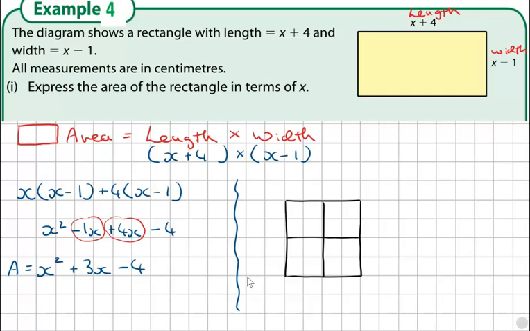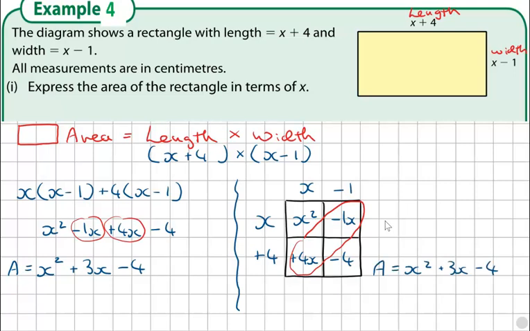Or you can use the box method or the array method. So it's going to be x plus 4 times x minus 1. So x times x is x squared. X times 4 is 4x. X times minus 1 is minus 1x. And 4 by minus 1 is minus 4. So we're still going to simplify, putting the 4x and the minus 1x together, and we get x squared plus 3x minus 4. So we get the same answer on both sides. So it doesn't matter which method you use.